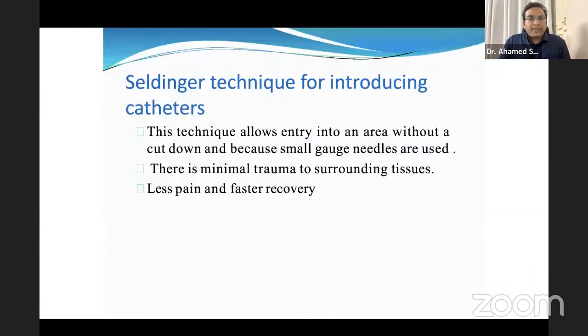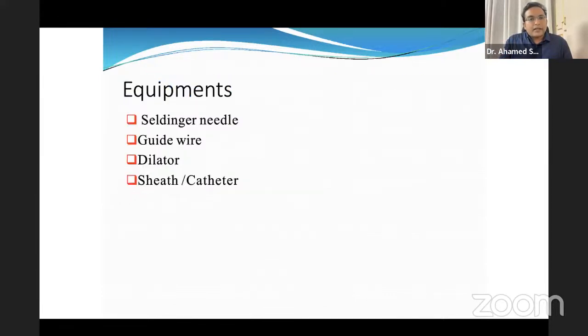So what we did was actually the modified Seldinger technique. This technique allows entry into a vessel without any cut down, because all the procedures in the history that we were discussing were cut downs of the brachial, subclavian and other vessels. Even Egas Moniz had the cut down. So this is prevented, because small gauge needles are used, with minimal trauma to surrounding tissues, less pain and faster recovery.